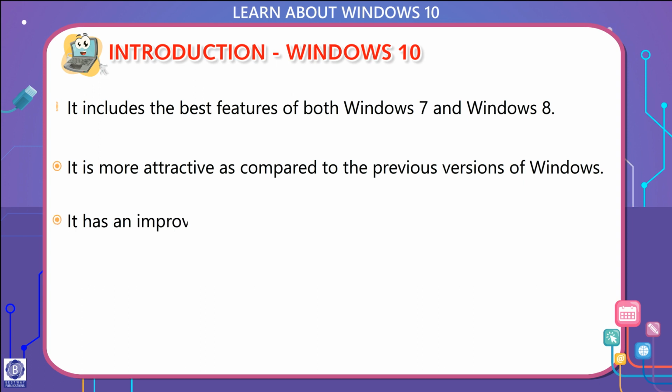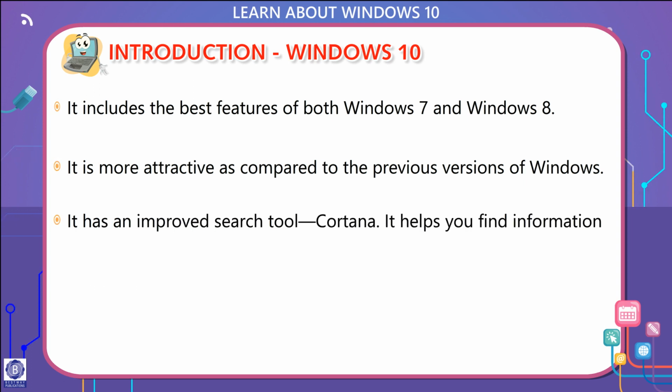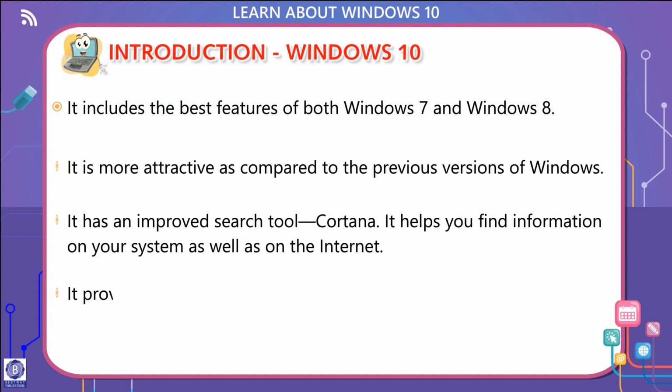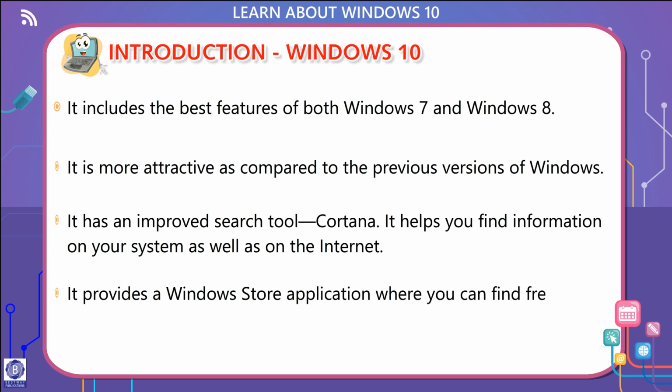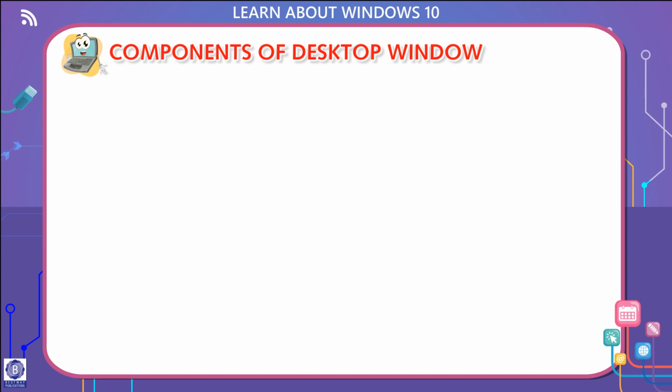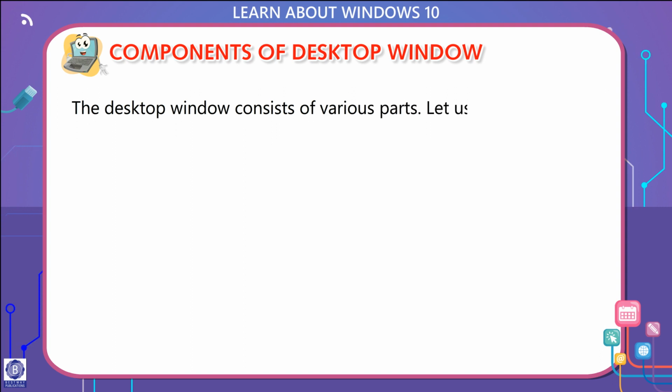It has an improved search tool, Cortana. It helps you find information on your system as well as on the internet. It provides a Windows Store application where you can find free apps, games and songs. Components of the desktop window. The desktop window consists of various parts. Let us discuss them in detail.